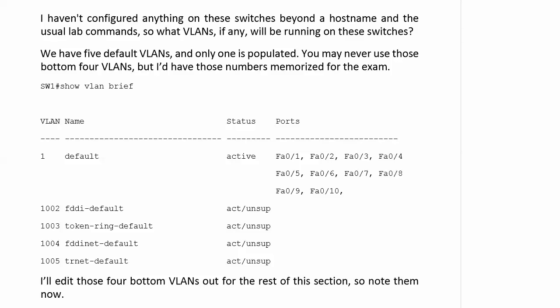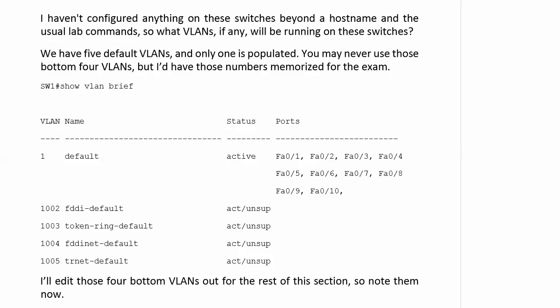You may never use VLANs 1002 through 1005 in your life. I would know them, and just know the numeric range. You don't have to know which ones are for FDDI and which ones are for token ring. Can't believe I'm still saying token ring. But you need to know those VLANs are defaults and they can't be deleted. In the output of this command, though, in the board and in my study guides, I will edit it out at this point. So we've got those 4 bottom VLANs out, but we know the range.